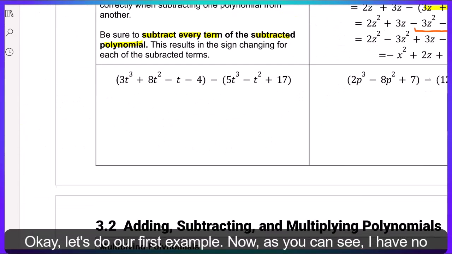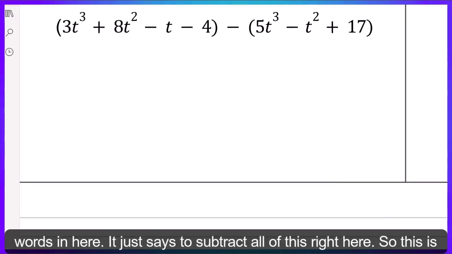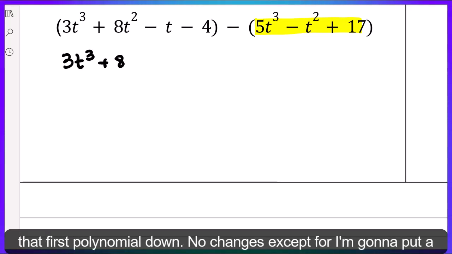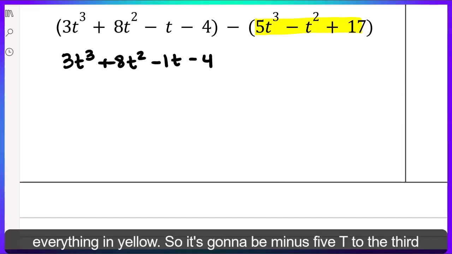Okay, let's do our first example. Now, as you can see, I have no words in here. It just says to subtract all of this right here. So this is the most important step that you do. I'm going to write everything in that first polynomial down. No changes except for I'm going to put a little 1 here in front of the t. Now I'm going to have to subtract everything in yellow.